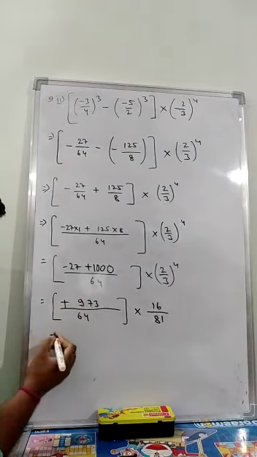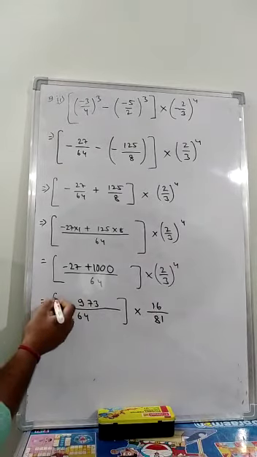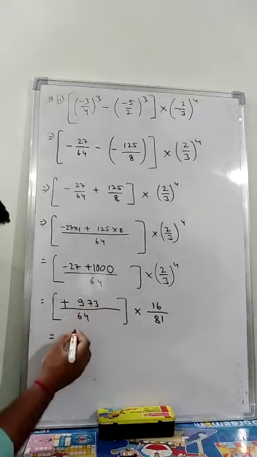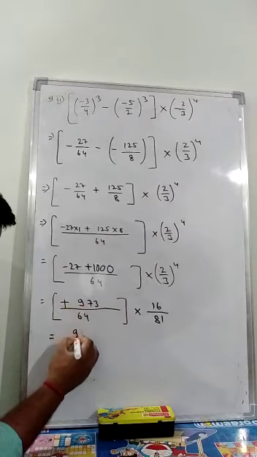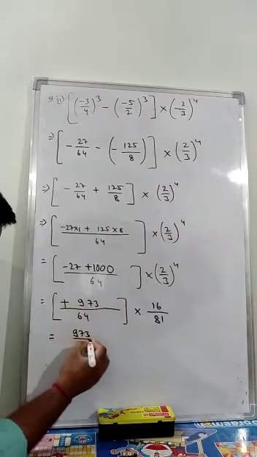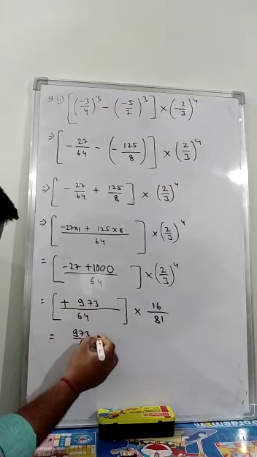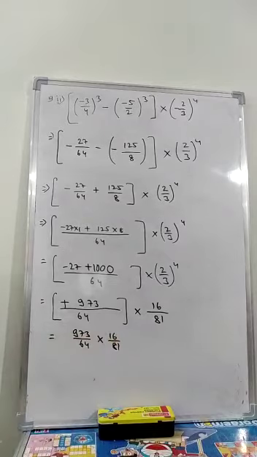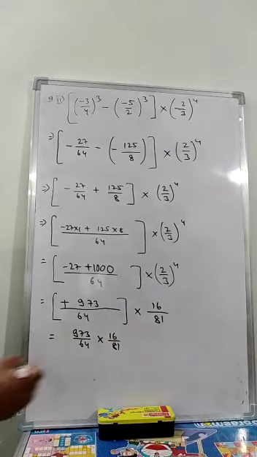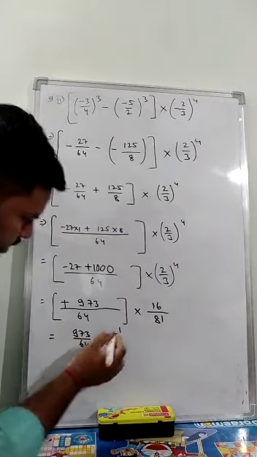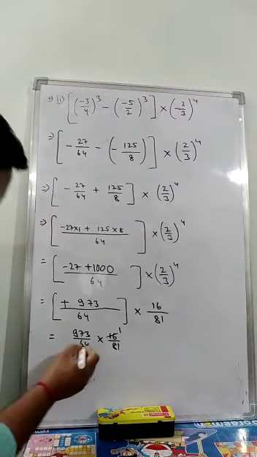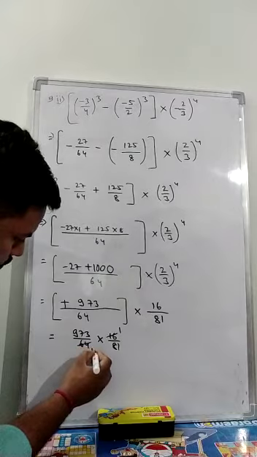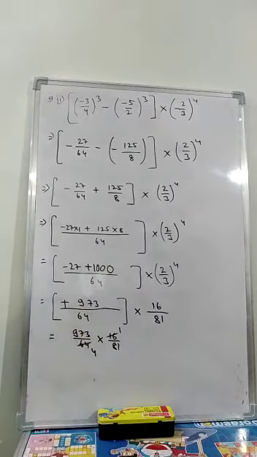Now this can be written as, since the plus sign is there, I am removing this bracket and we can write this as 973 by 64 into 16 by 81. Now 16 1 is 16, 16 4 is 64.